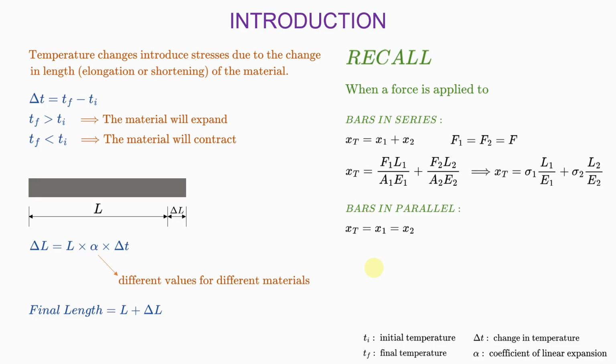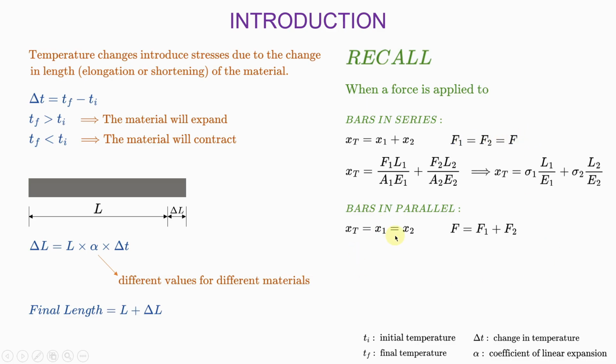And in this case, when you have a force applied to a compound bar where the bars are in parallel, then the total force applied is equal to the sum of the forces in each of the bars. So F is equal to F1 plus F2, which is different to the situation when you have bars in series.